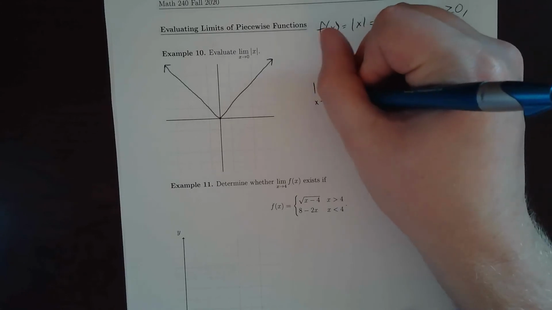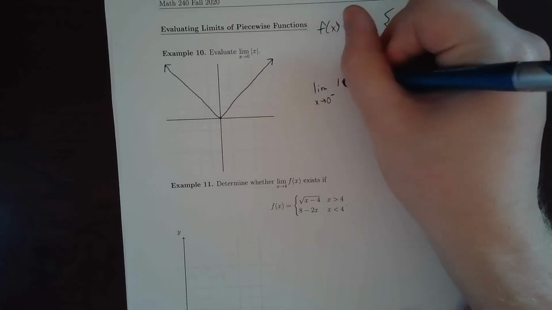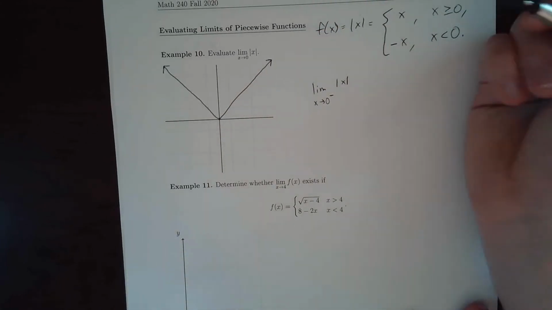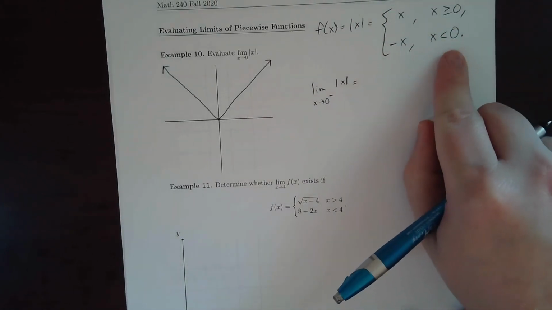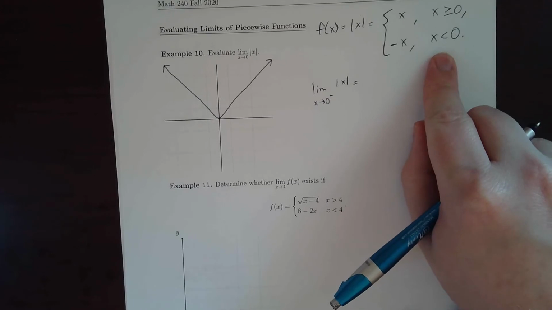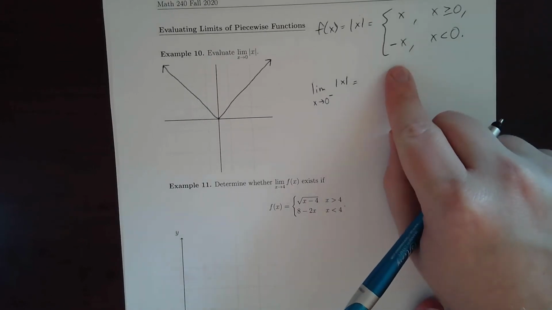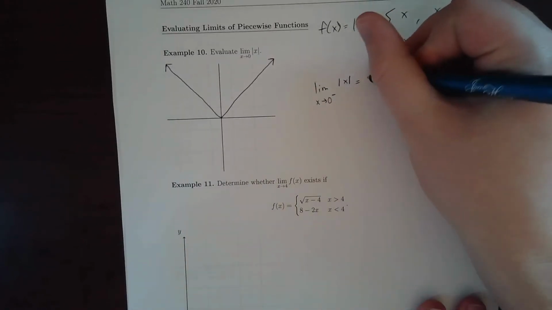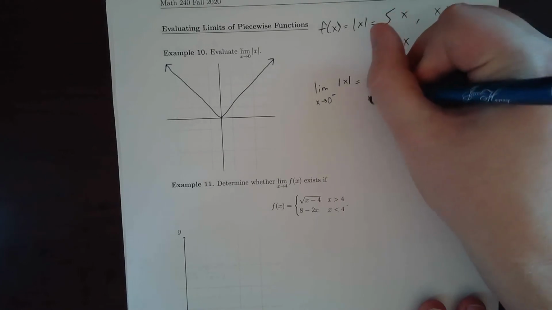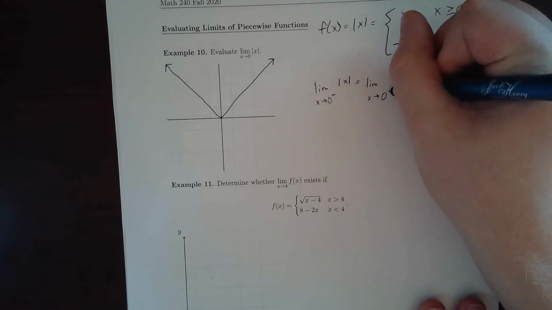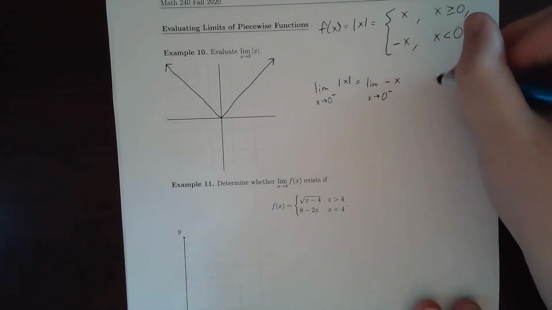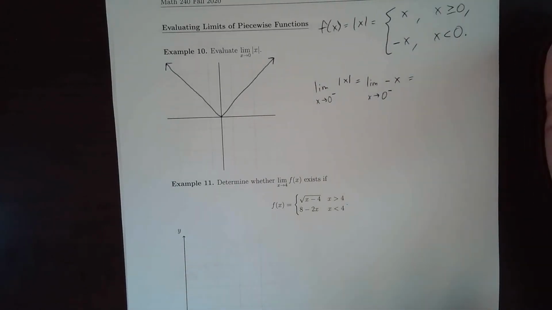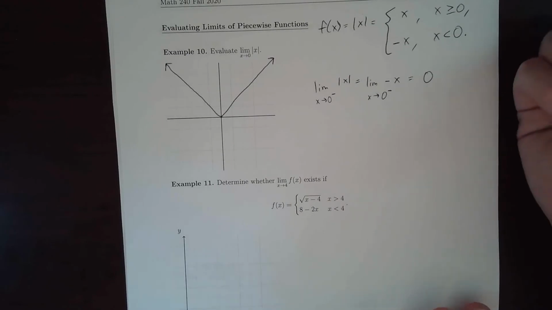So if we look at the limit as x approaches 0 from the left of the absolute value of x, then if we're looking at the left, so we're looking at values below 0, so less than 0, we're actually looking at the function negative x. So we'll really have the limit as x approaches 0 from the left of negative x. And so here, we can just go ahead and plug in our x, and we'll see that this ends up being 0.